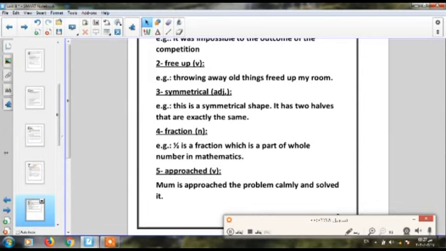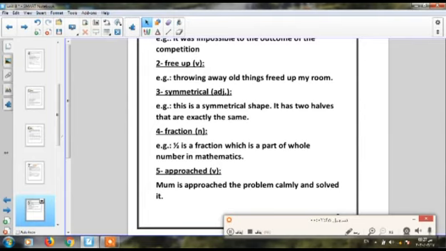And then the word number 4, fraction. I'm not going to explain the meaning of this word because, of course, all of you know the meaning of the word fraction. 1/2 is a fraction, which is a part of a whole number in mathematics.